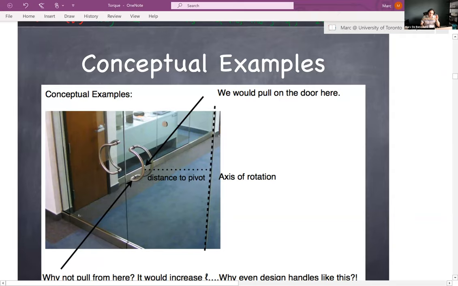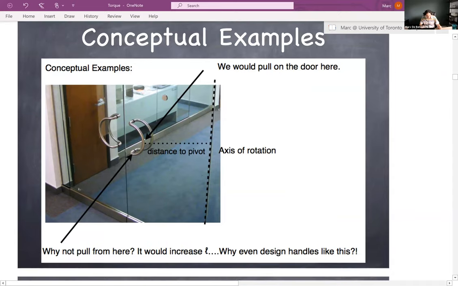Some of these stories are things you can relate to. Some of these stories are personal to myself. But hopefully after these examples, you can better relate to what a pivot point is and what a lever arm is. Okay, so here's some conceptual examples.